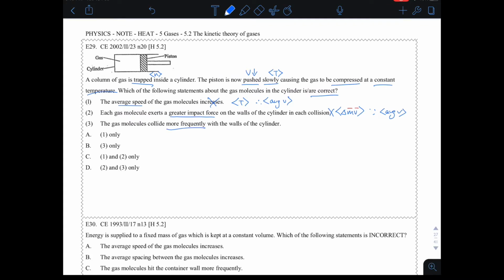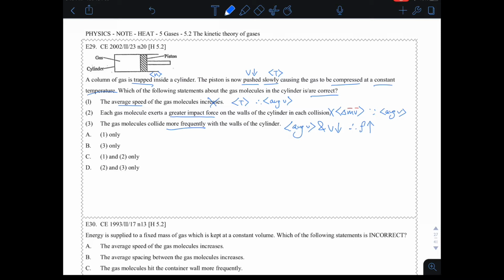The gas molecules collide more frequently with the wall. Then we have to talk about the speed and also the volume. Now we know that we have the average speed the same, and also the volume decreases. Same speed, but volume decreases, so the frequency of collision must increase.